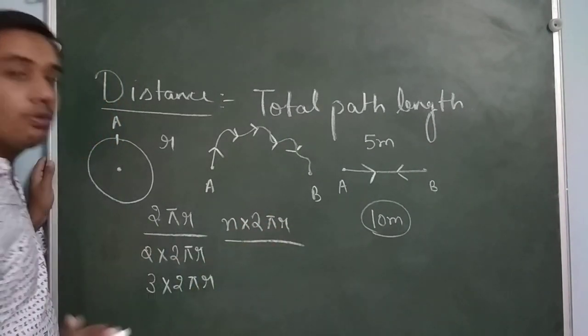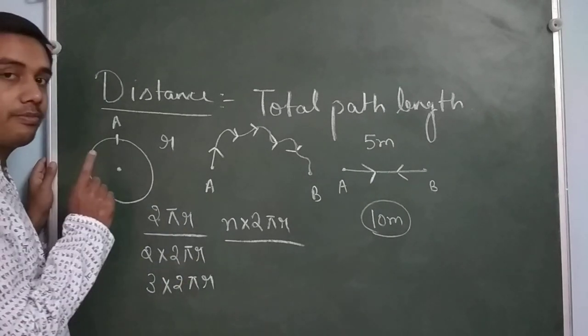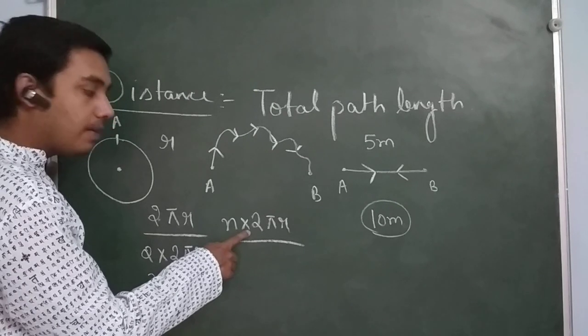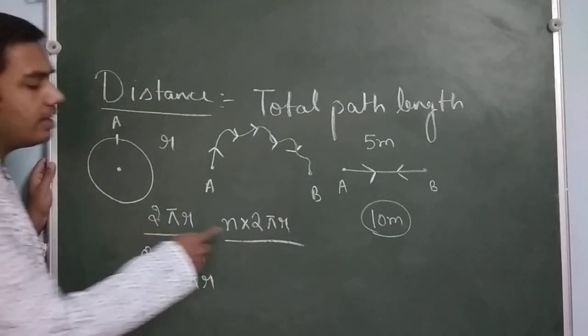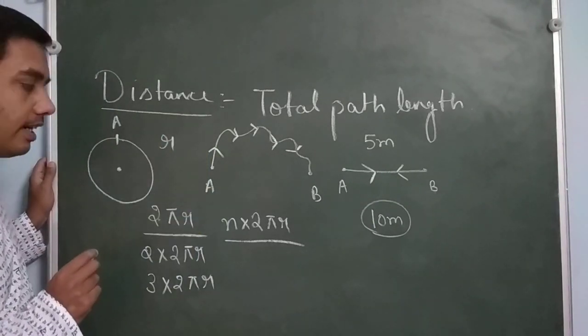So if you want to calculate the distance covered in case of circular motion, take the number of revolutions and multiply it with the circumference of the circle, you will get the answer. जितने revolution हो रहा है उसको multiply कर दो इनसे and you will get the answer. I hope it is clear to you how to calculate distance.